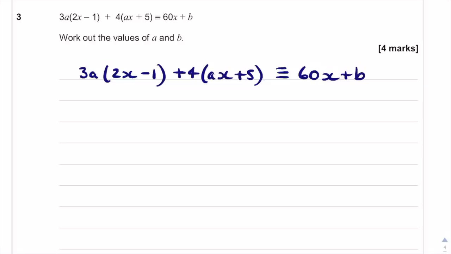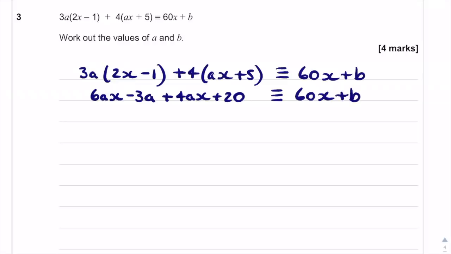now we can expand these brackets, so we're going to have the 3a times the 2x, which is 6ax, and the 3a times the minus 1, which is minus 3a, plus 4 times the ax, which is 4ax, plus 4 times the 5, which is plus 20. And that's all equivalent to 60x plus b. Then what I'm going to do is I'm going to collect like terms. So we're going to have 6ax plus 4ax, which is 10ax. And then we're going to have minus 3a plus 20, which is equivalent to 60x plus b.